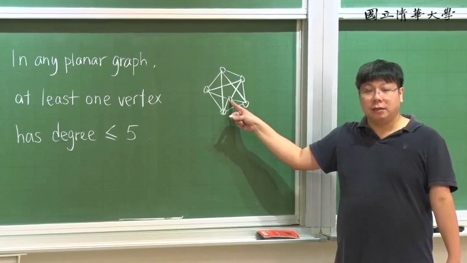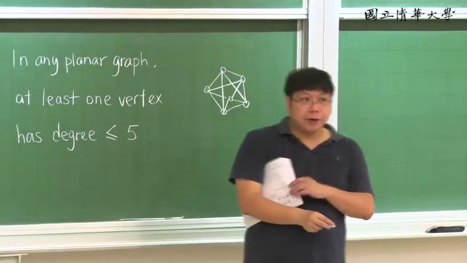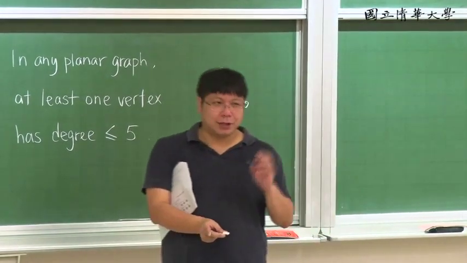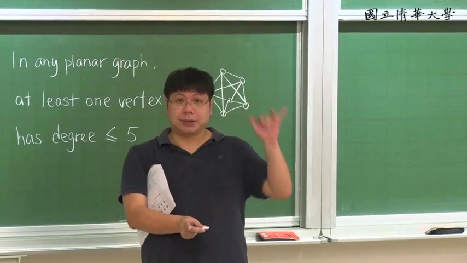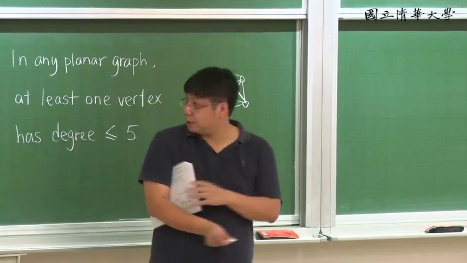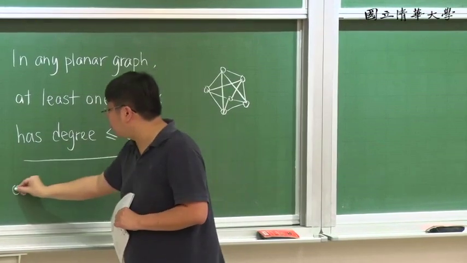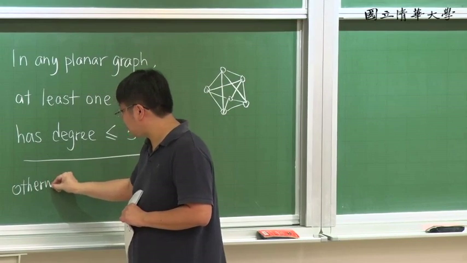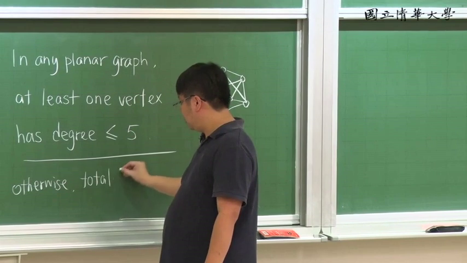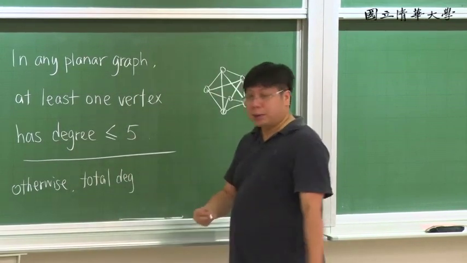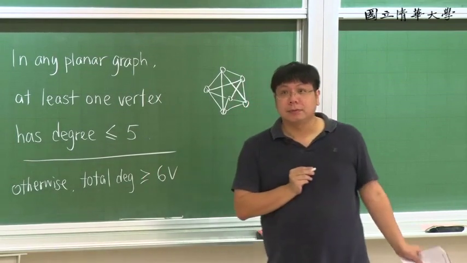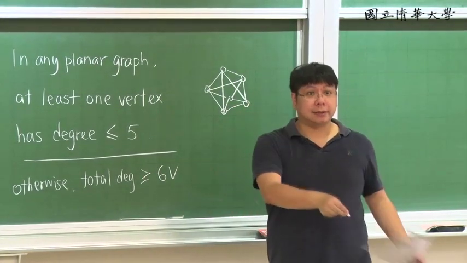Now the reason is that if every vertex has degree greater than 5, it means that every vertex has degree greater than or equal to 6. Then the total degree will be greater than or equal to 6 times V. Am I correct? Because each vertex has degree at least 6 rather than 5.